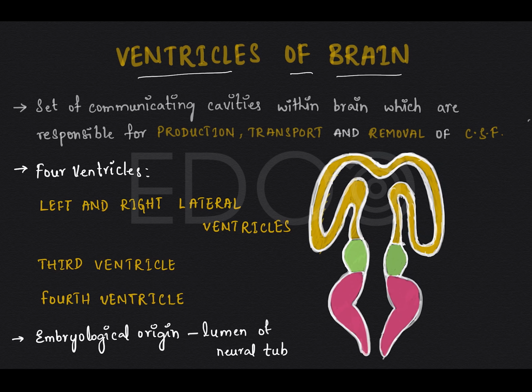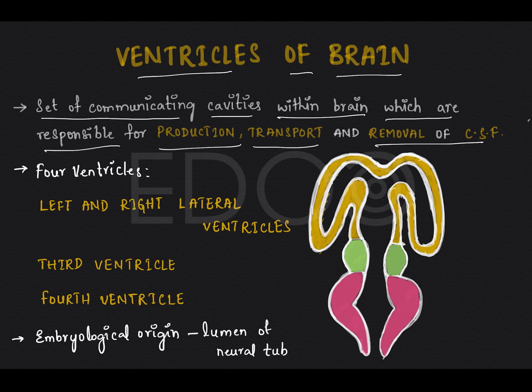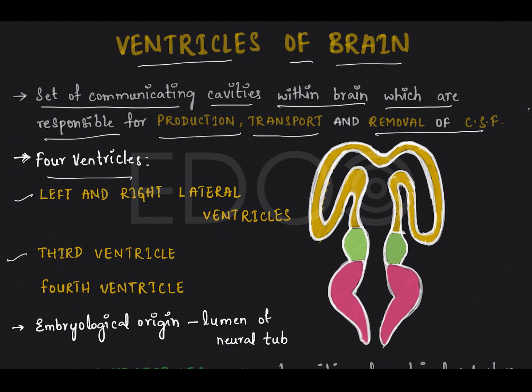So let's start. Ventricular system is a set of communicating cavities within the brain which are responsible for production, transportation and removal of cerebrospinal fluid. And ventricular system consists of four ventricles. They are left and right lateral ventricles, third ventricle and fourth ventricle. And the embryological origin of ventricular system is from the lumen of neural tube.